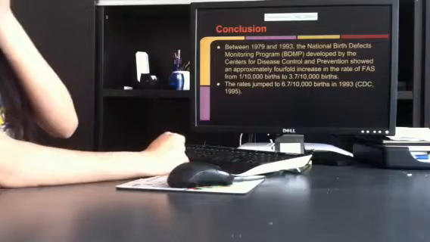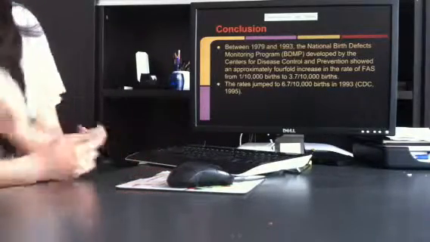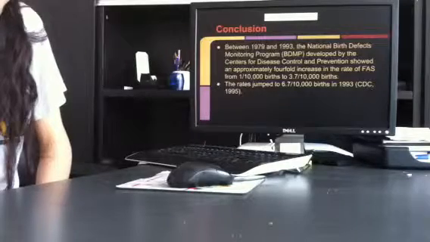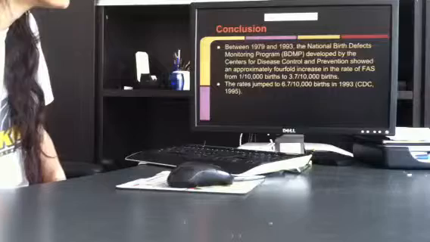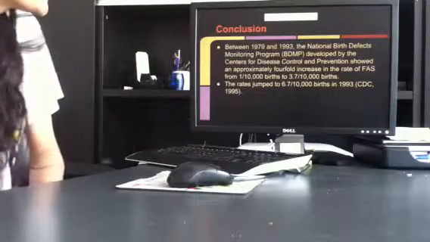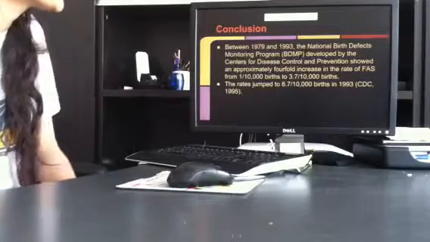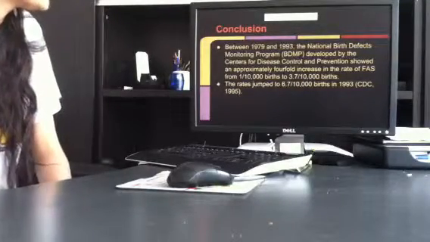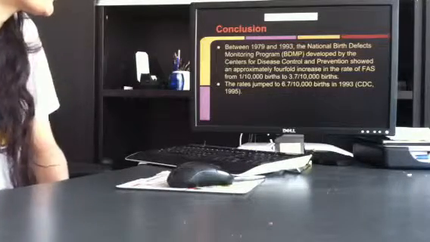And I just want to talk a little about fetal alcohol syndrome. Between 1979 and 1993, the National Birth Defects Monitoring Program showed an increase from 1 over 10,000 births to 3.7 over 10,000 births, and the rate jumped to 6.7 divided by 10,000 births in 1993.